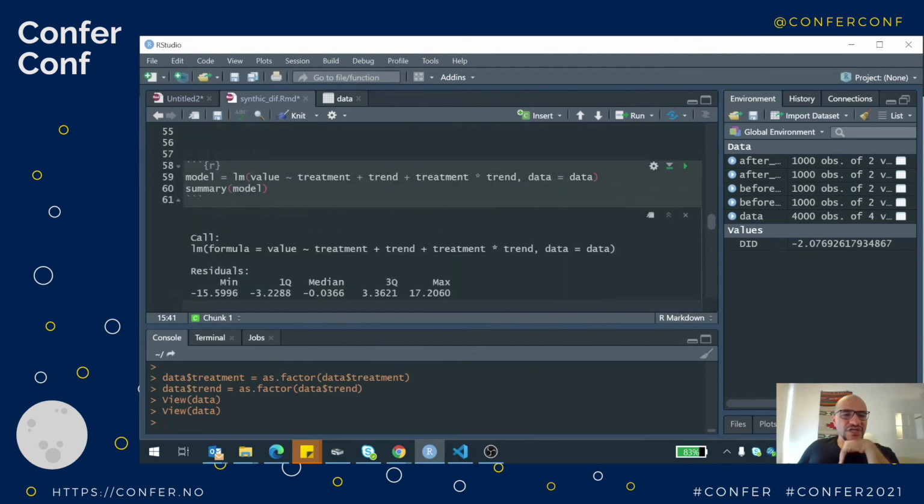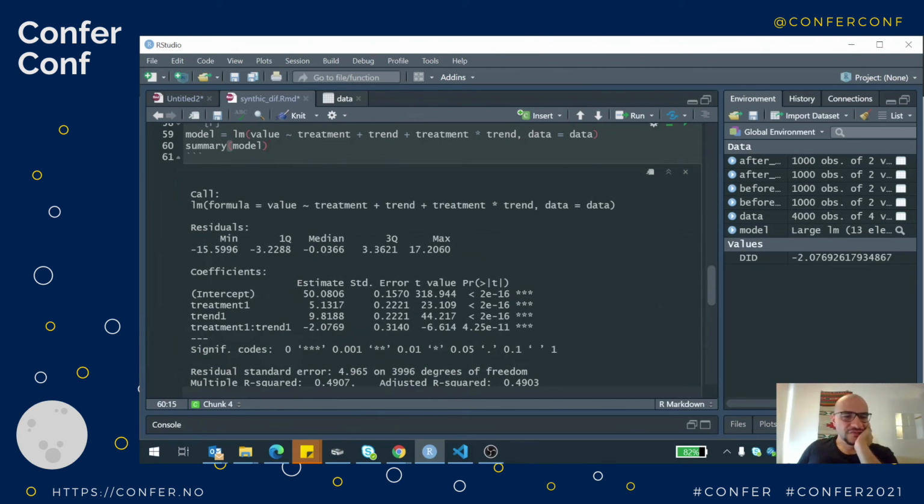And then we try to do a simple regression when we regress this value on if it happened before or after, if it belonged to the control group or the treatment group, and if it happened before applying the treatment or after applying the treatment. And here, the interaction effect between assignment to the treatment group and the trend, which is if it happened before or after the intervention, is what we call the causal effect, or the parameter that we are interested to know, which is the effect of intervention.